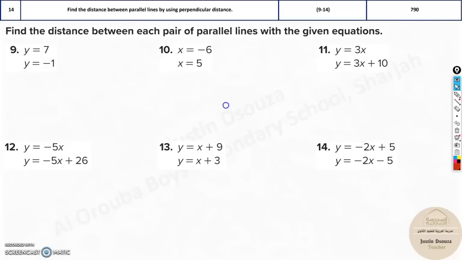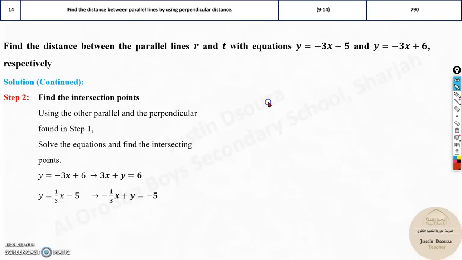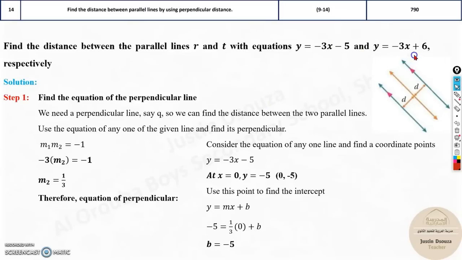Now remember, there are two equations, right? Let me just go back. There are two equations. You will consider one equation. Imagine this is already considered. You start from here and then you find the perpendicular line. So this initial point will be the base. That is already an intersecting point with the perpendicular line.